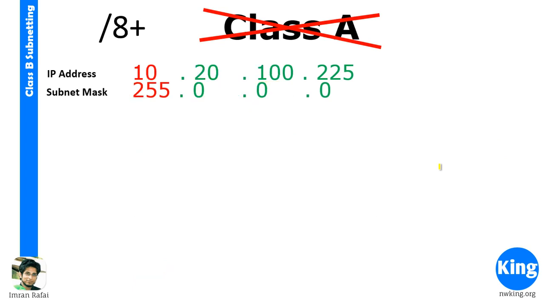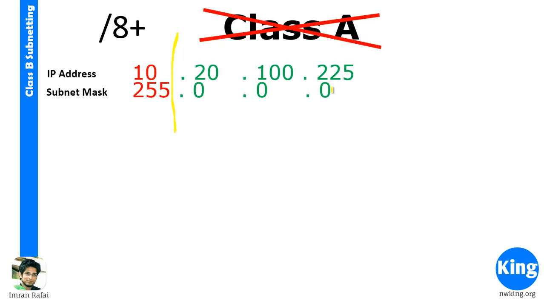Fantastic. Let's get into class A. Again, it's the same concept. All that changes is here the host part is spanning 3 octets. In class C, the host part spanned only 1 octet. In class B, it spanned 2 octets. In class A, it spanned 3 octets.